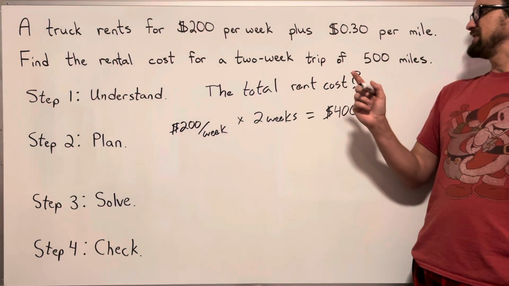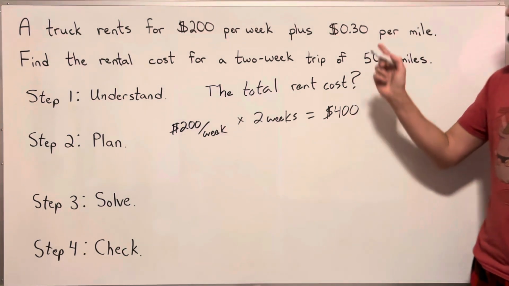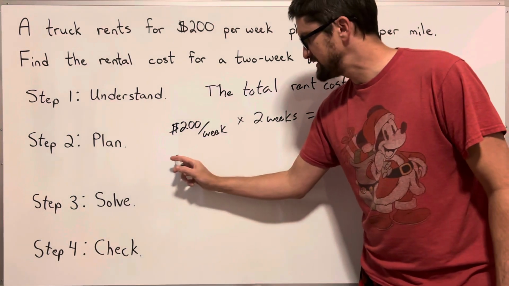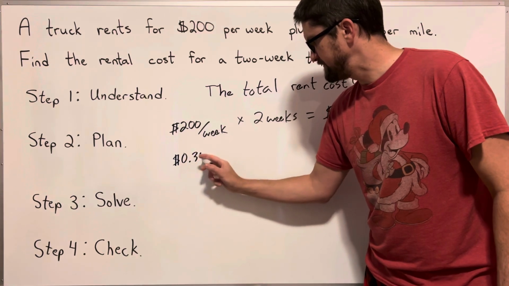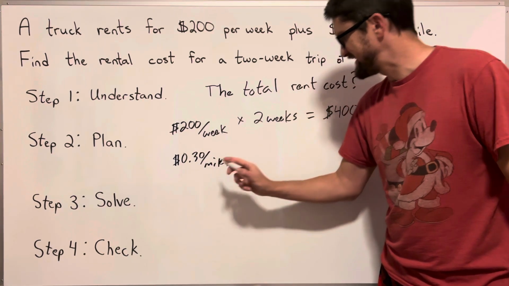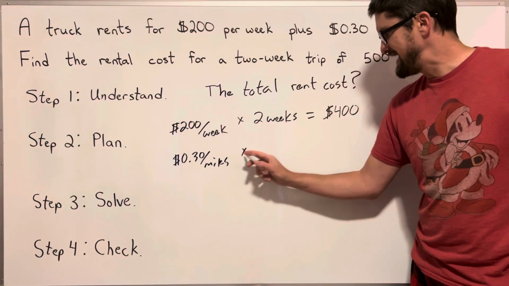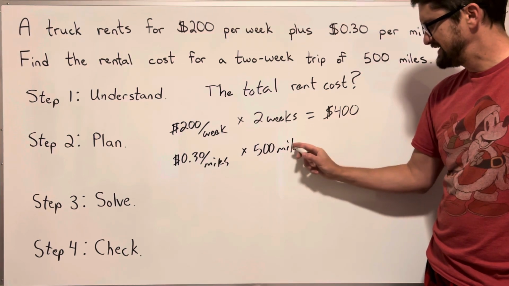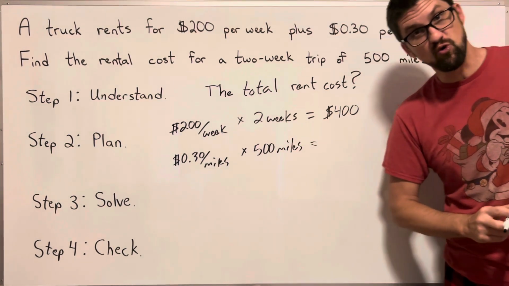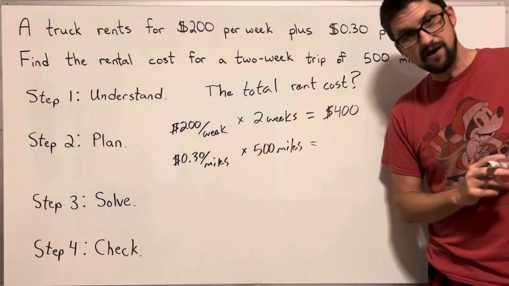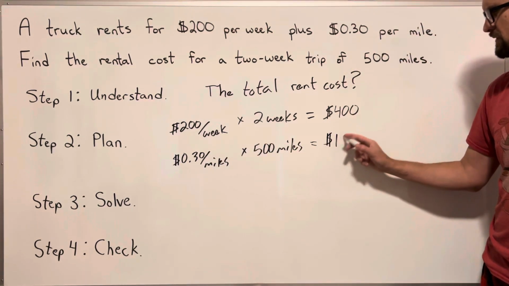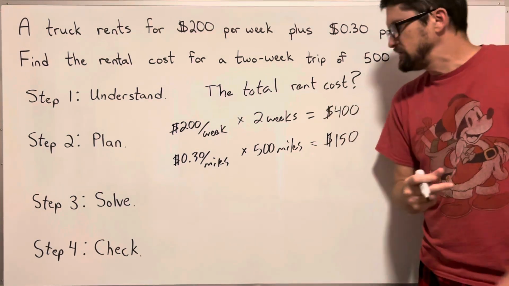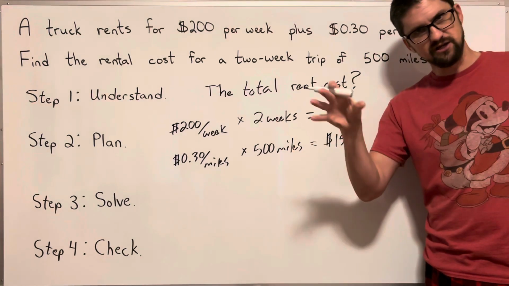And we can figure out the cost for the 500 miles. It's 30 cents per mile, so 30 cents per mile times 500 will give me the cost for 500 miles. So take 30 cents per mile, multiply it by the 500 miles, and that'll give me the cost for going 500 miles. 30 cents times 500, that's $150. All right, so you need to plan out some kind of attack, maybe write an equation. In this case, we just figured out the individual costs.